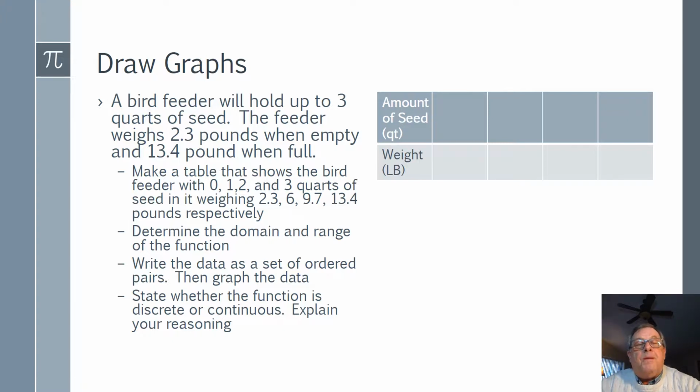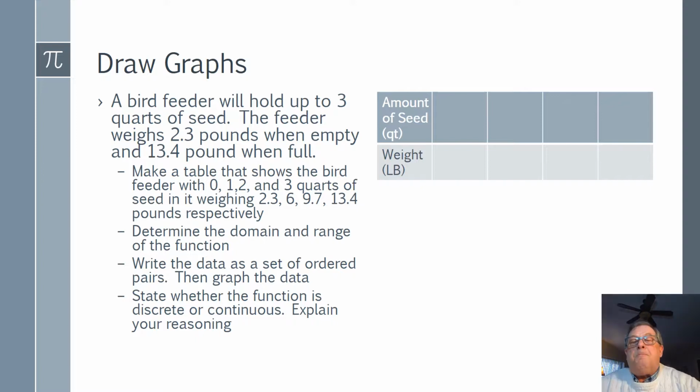So we've got a bird feeder, and we're told that it'll hold up to 3 quarts of seed. The feeder weighs 2.3 pounds when completely empty, and it weighs 13.4 pounds when it's full. It says make a table that shows the bird feeder with 0, 1, 2, and 3 quarts of seed in it, weighing 2.3 pounds, 6 pounds, 9.7 pounds, and 13.4 pounds, respectively. Well, let's work on that first.